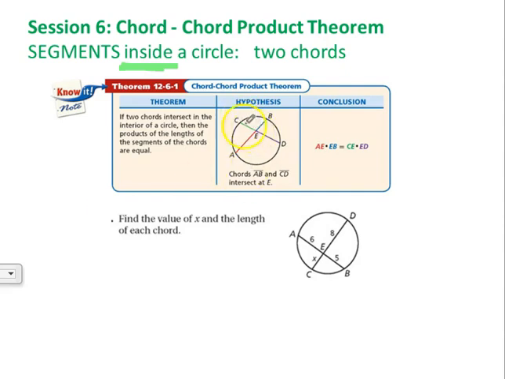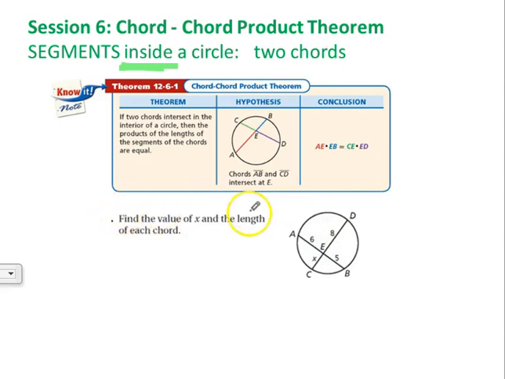So what that means, if you take the distance, well, let's do from A to E. So if you take the distance from A to E and multiply it by the distance from E to B, guess what? They're going to be equal to if you do the same thing with the other chord. If you multiply the distance from C to E times E to D, those products, when we multiply those 2 together, those will be equal. And that's a pattern that we can use to help us find some unknowns.